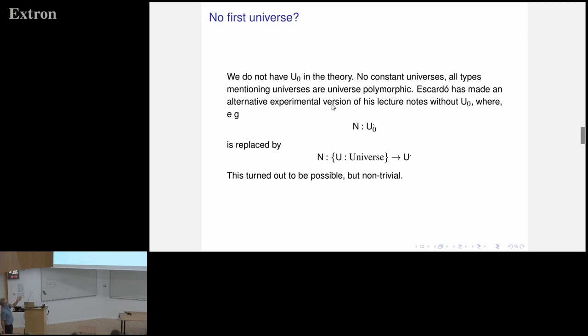It seems kind of easy. What you do is, for example, he has the natural numbers in U0. And now instead you have to have a polymorphic natural numbers which goes into an arbitrary universe U, with implicit dependence on the U.